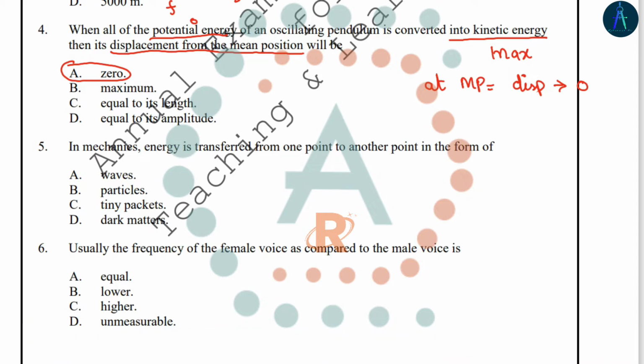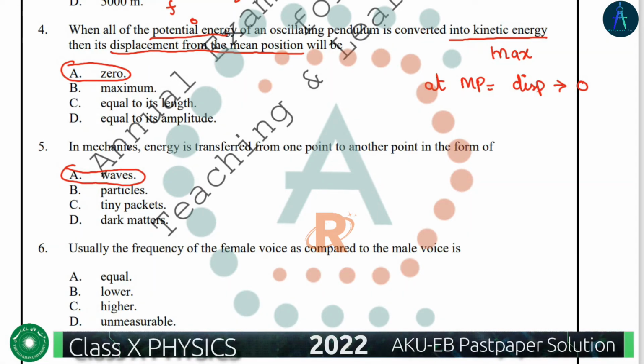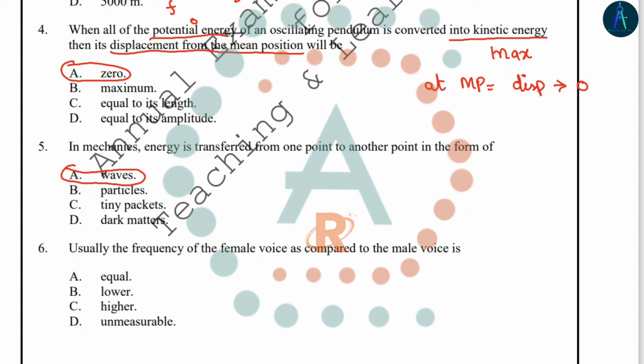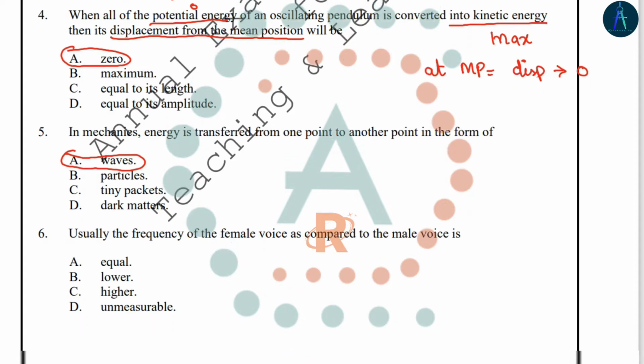Question number 5. In mechanics, energy is transferred from one point to another point in the form of wave. So this is the definition of wave, that wave is a carrier of energy, and wave always carries energy from one point to another point in a medium without transferring the particles of the medium.